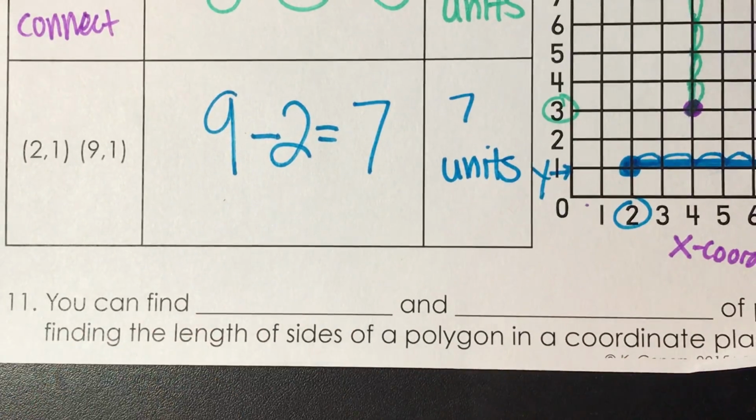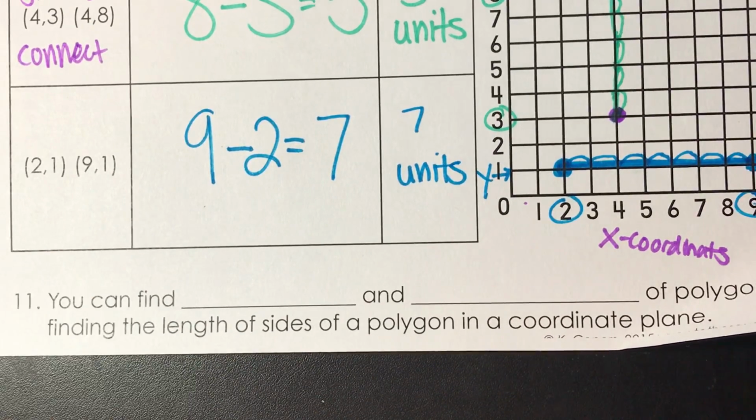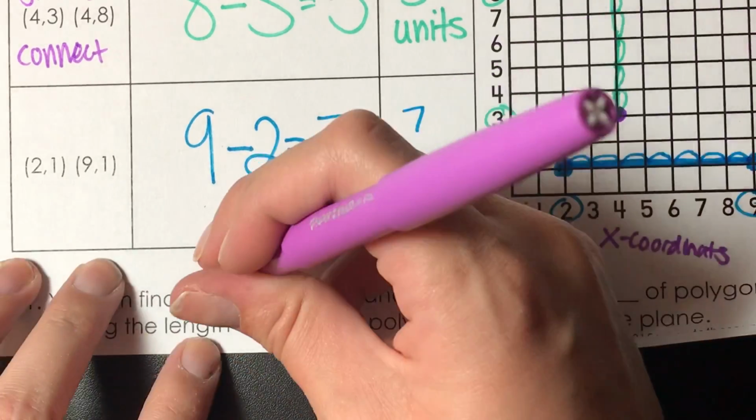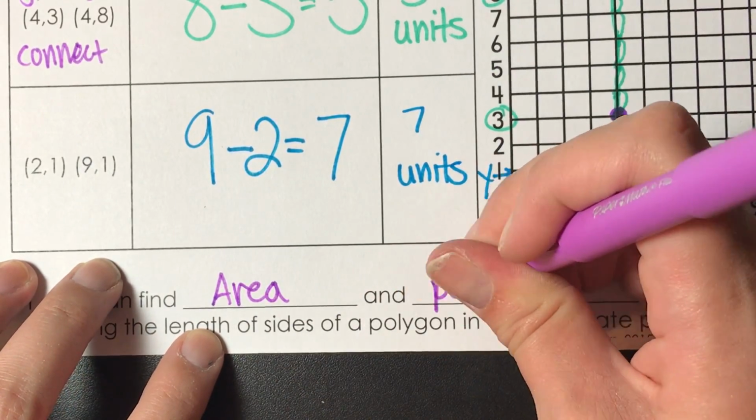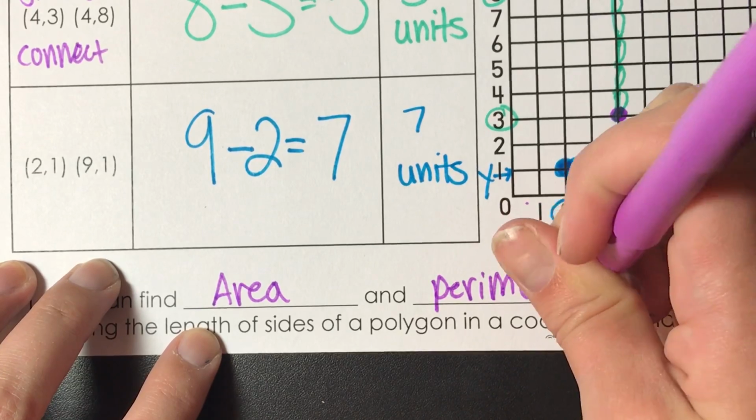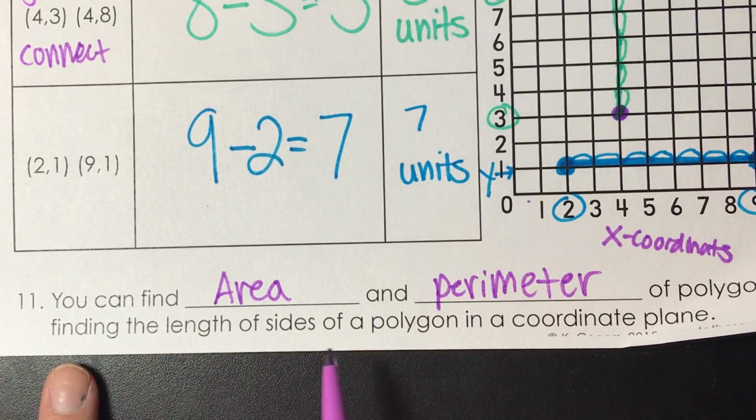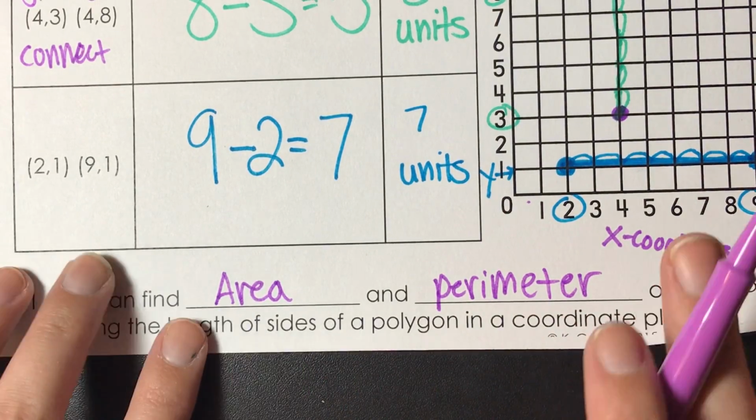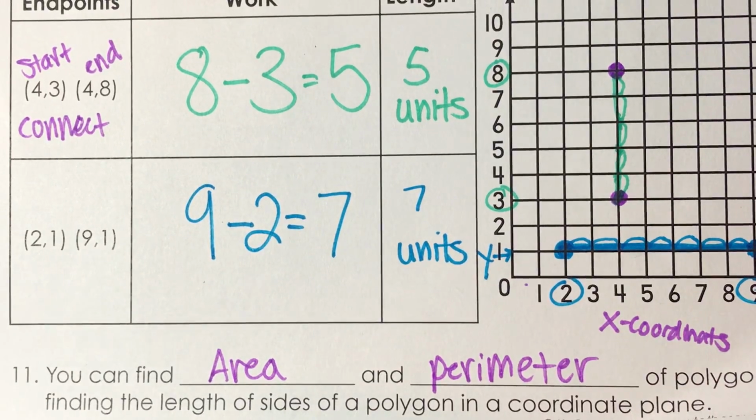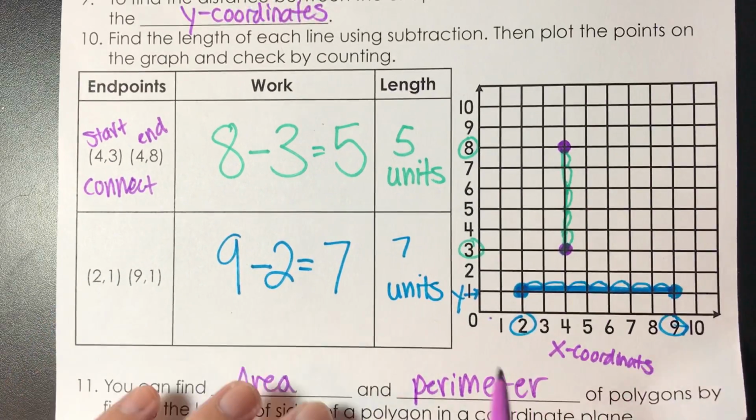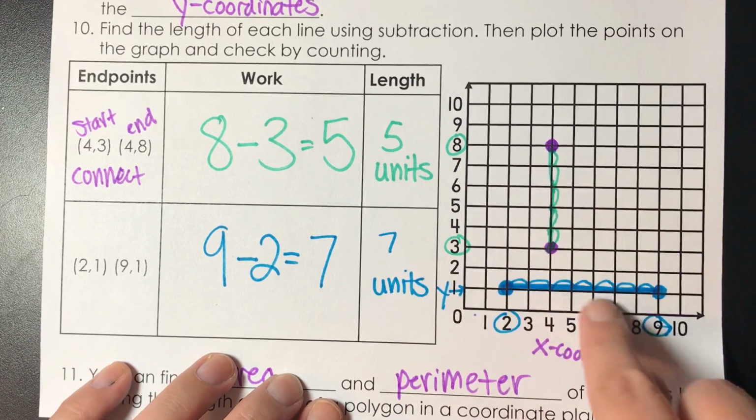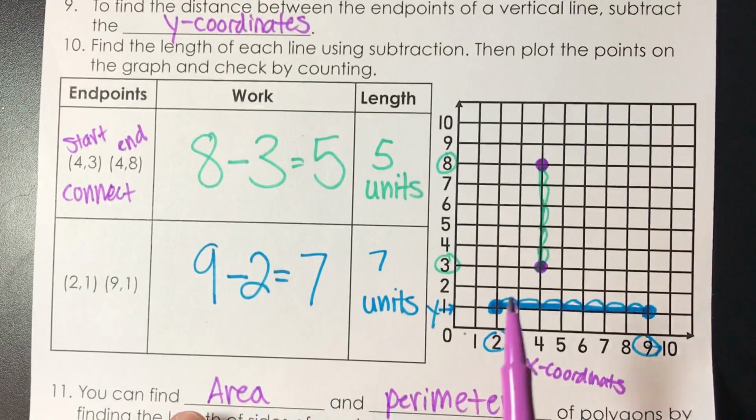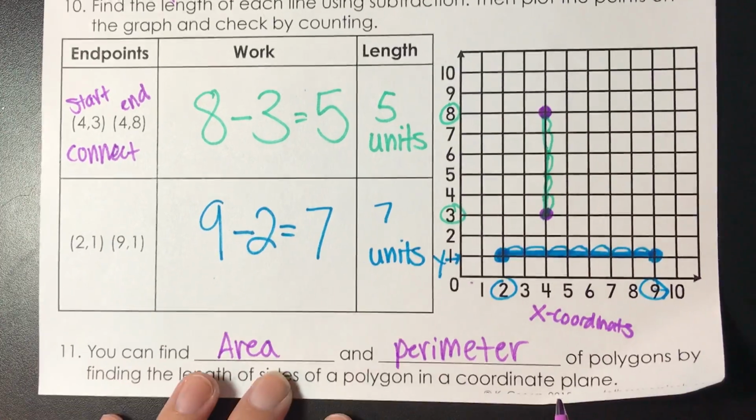At the very bottom of your notes, make sure you add in that you can find the area and perimeter of polygons by finding the lengths inside on a coordinate plane. An extension activity we might do is looking at geometric shapes and finding its sides and its area, how many squares fill the shape. But for now, we're just going to practice finding the distance between two different points.